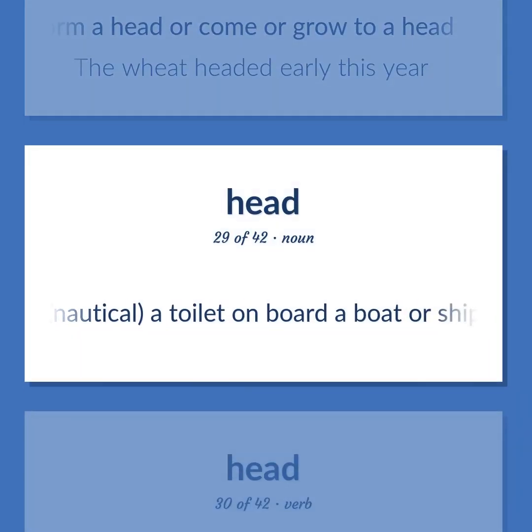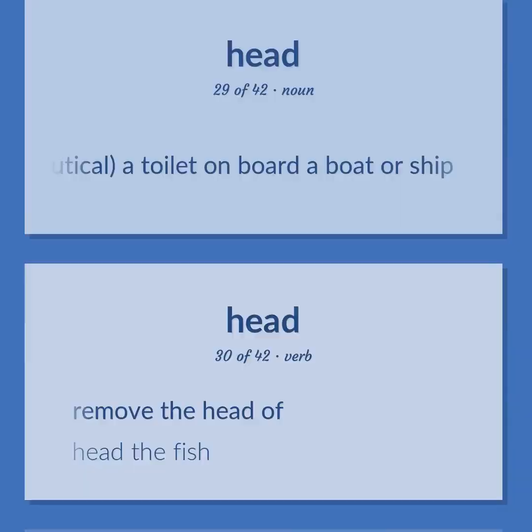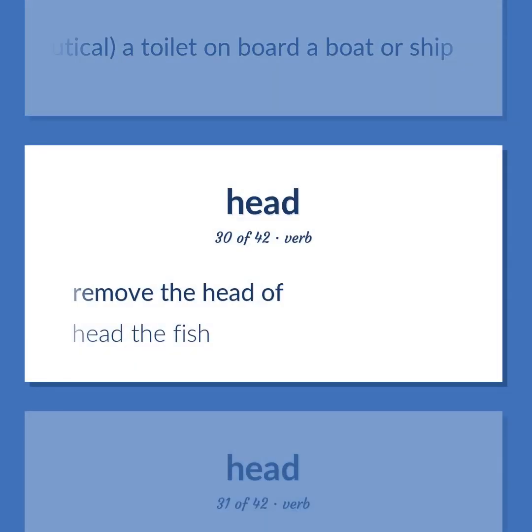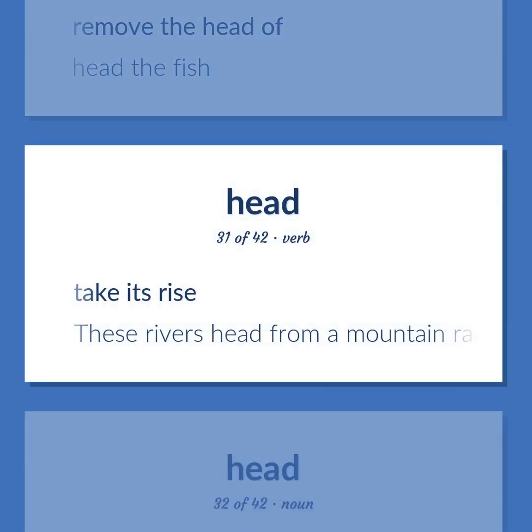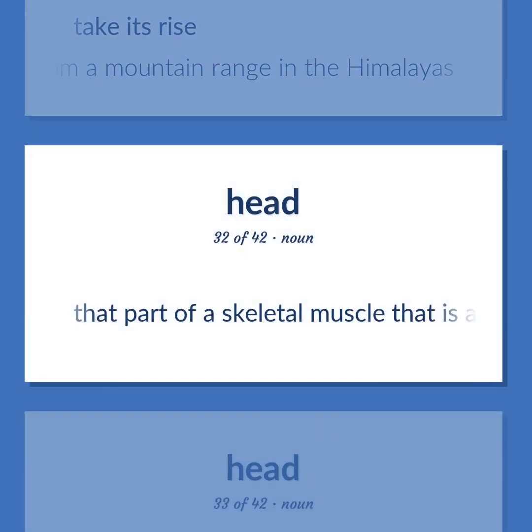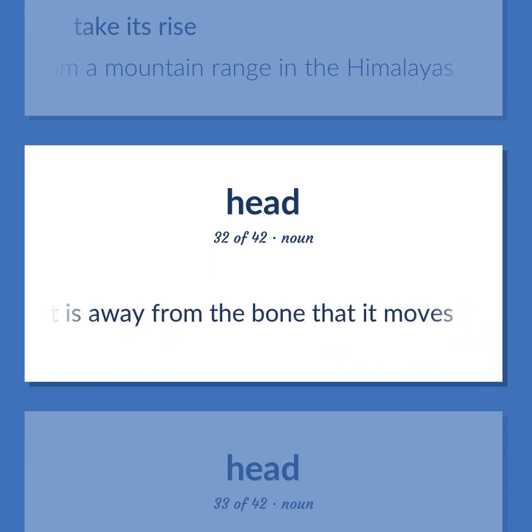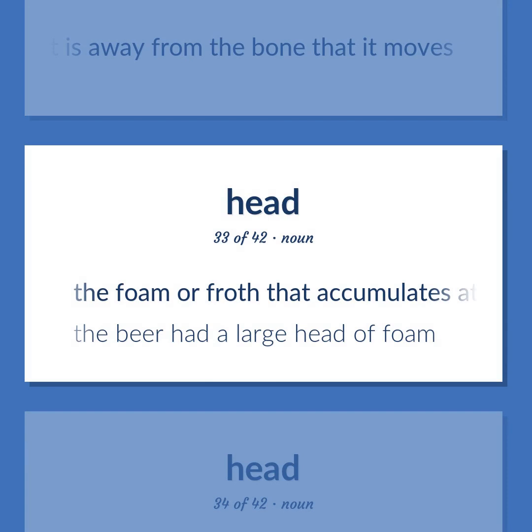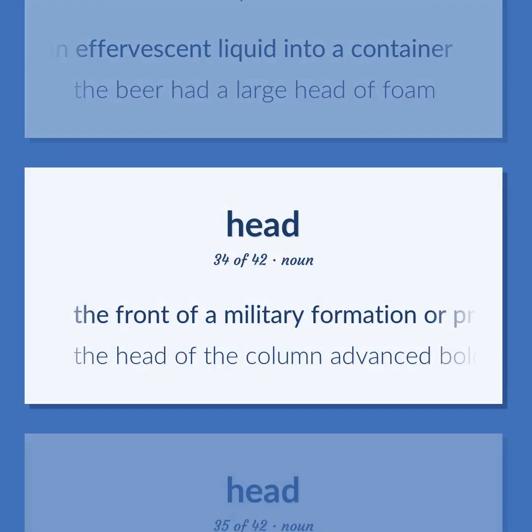Nautical. A toilet on board a boat or ship. Remove the head of. Head the fish. Take its rise. These rivers head from a mountain range in the Himalayas. That part of a skeletal muscle that is away from the bone that it moves. The foam or froth that accumulates at the top when you pour an effervescent liquid into a container. The beer had a large head of foam.